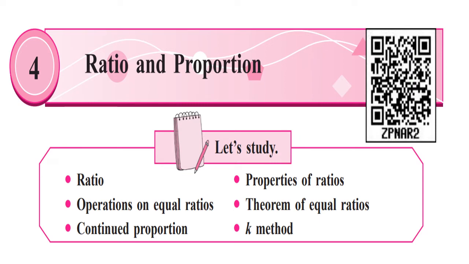We are studying chapter number 4, Ratio and Proportion. In the previous lectures, we have discussed the topics ratio, then we have seen properties of ratios, and then operations on equal ratios, which are invertendo, alternando, componendo, dividendo, and componendo dividendo. Then we saw various solved examples based on that.